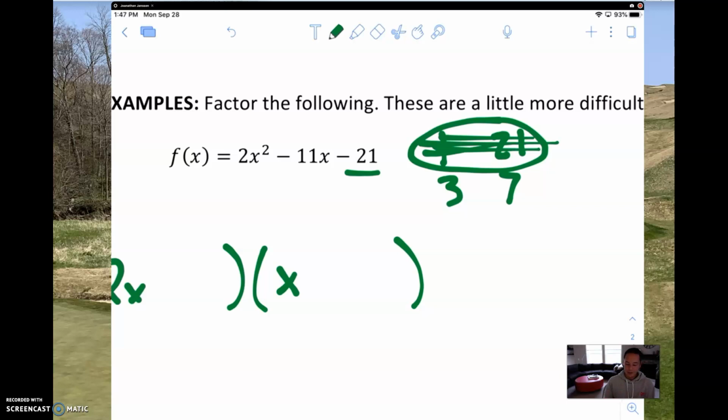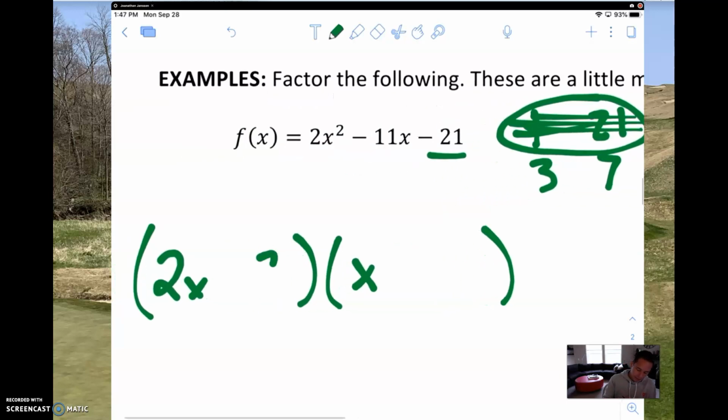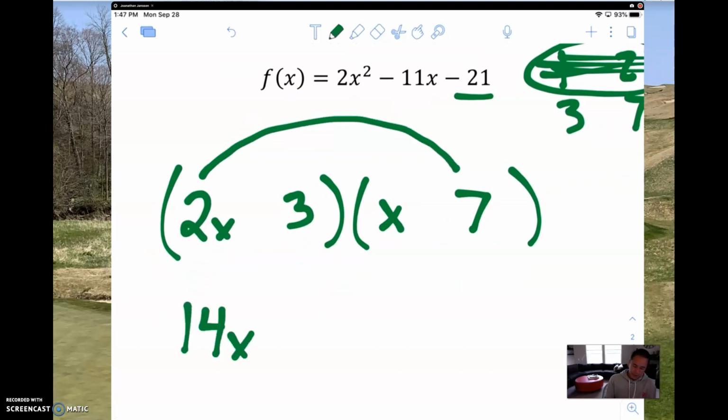Now we're going to go ahead and try the 3 and the 7. So let's go ahead and try a 3 here, a 7 here, and see what happens. If I take the outside ones, 2x times 7, that's 14x. And if I take the inside ones, 3 times x is 3x. Could that somehow make a minus 11x?